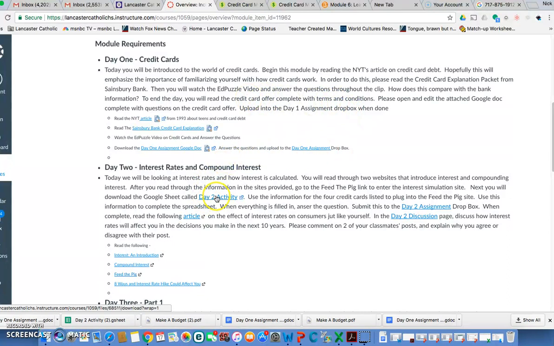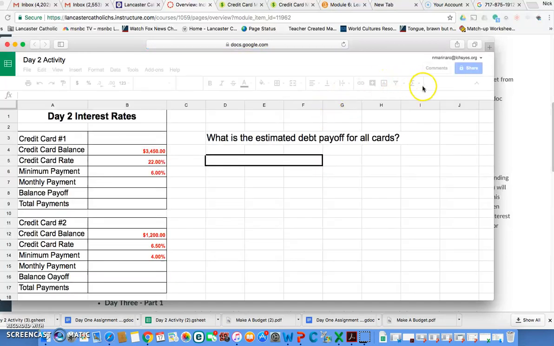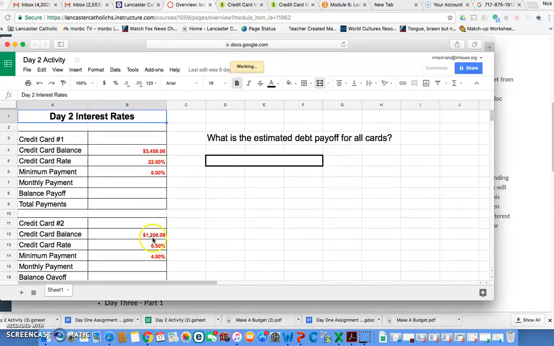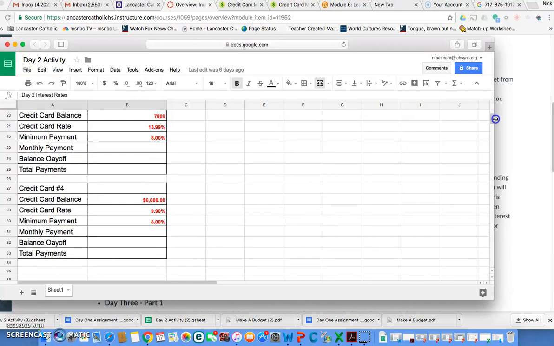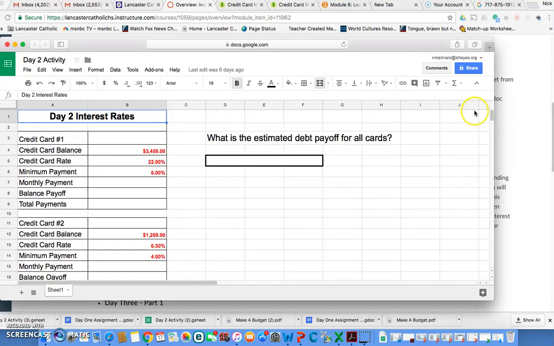So for the day 2 activity, I actually incorporated a Google Sheet into this, and they will actually have to use the Feed the Pig website and generate these different amounts with these different rates and minimum payment percentages to figure out when the payoff is going to be for each of those, what the monthly payment is going to be, what the balance payoff is going to be, and what the total payments is going to be. So then at the end, they have to plug in the estimated debt payoff for all the cards combined. And then again, they will submit this into the day 2 assignment. So that would be day 2.